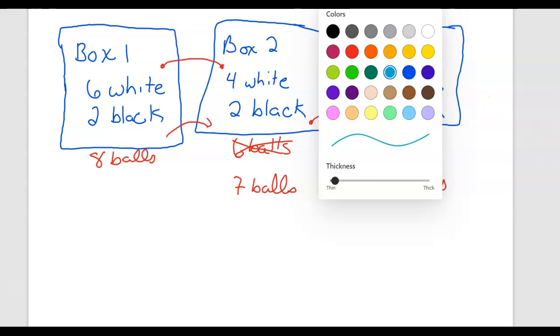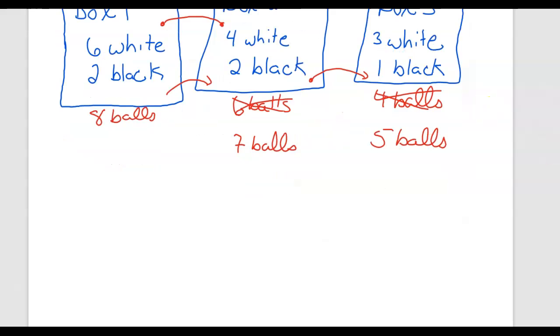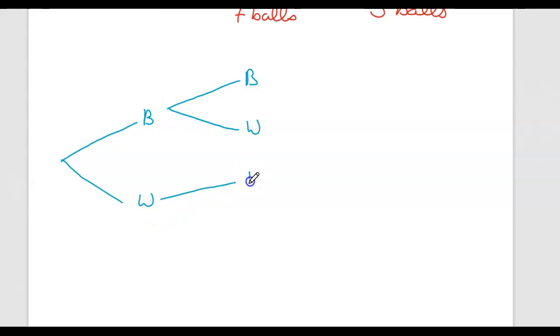So for me, it's actually easier if I do what's considered a tree diagram. I start out with the first box. I either draw a black or I draw a white ball. Then on my second box, I draw a black or I draw a white. Doesn't matter if I drew a black or the white the first time. Okay? This is what's considered a tree diagram. And then on my third, I'm going to draw a black or a white for each one.